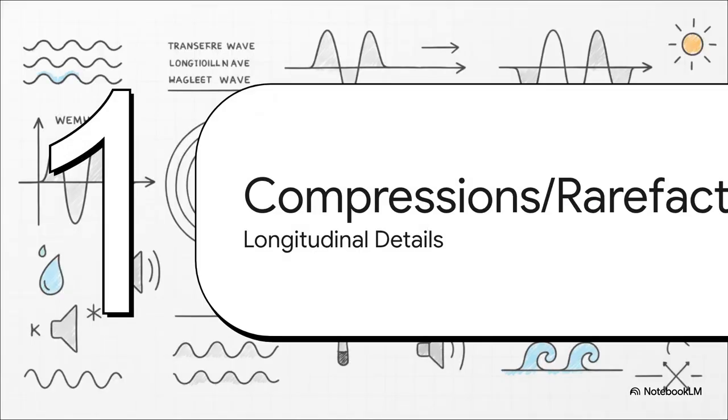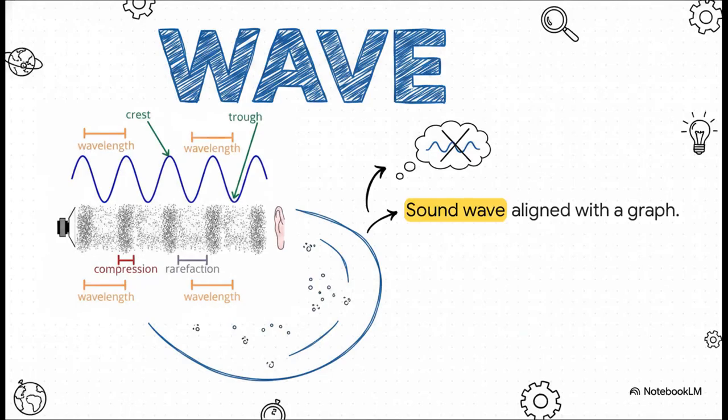Section 3. Compressions and rarefactions. Let's get into the longitudinal details. Okay, pay close attention here because this is a notorious area for student confusion. Notice how the physical sound wave at the bottom is perfectly aligned with the transverse graph at the top? I'm showing you this setup to expose a huge exam trap. Sound waves do not actually have physical crests and troughs. They only have high-pressure, dense compressions and low-pressure, spread-out rarefactions. That wavy blue line on top, that's just a mathematical graph representing the changes in pressure.